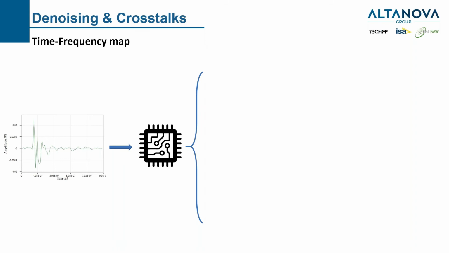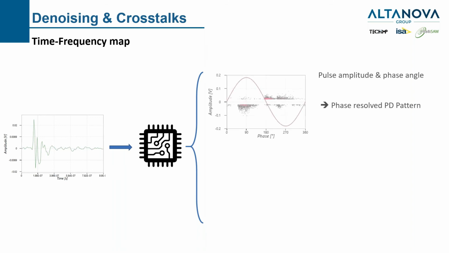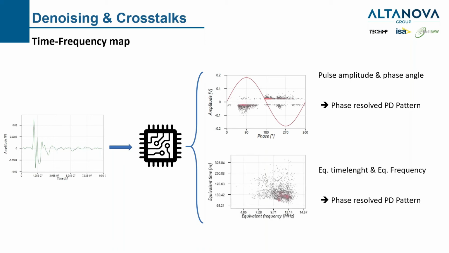We have one pulse. This pulse will be analyzed on board of the instrument. With the pulse amplitude and phase angle, we will build the phase resolved PD pattern. But with the rest of the information, so the waveform shape, we will study, thanks to a fast Fourier transform formula, an equivalent frequency and an equivalent time length. As I told you, it's not the object of this webinar, but to make it short, with the time frequency map, we are able to see the signal from another point of view, and we can introduce filters and customize filters on this basis.